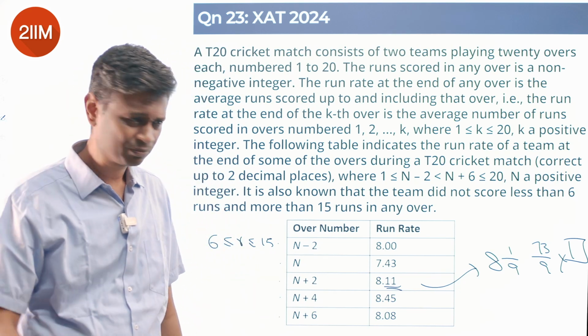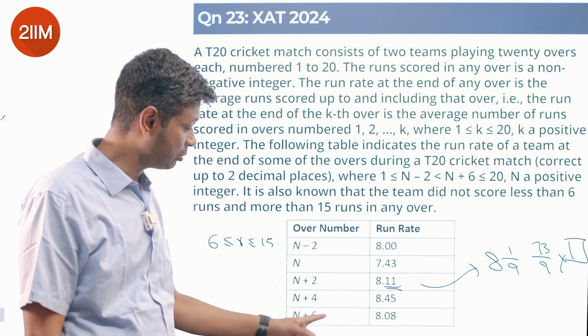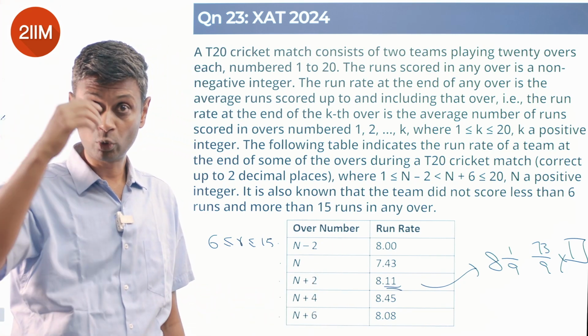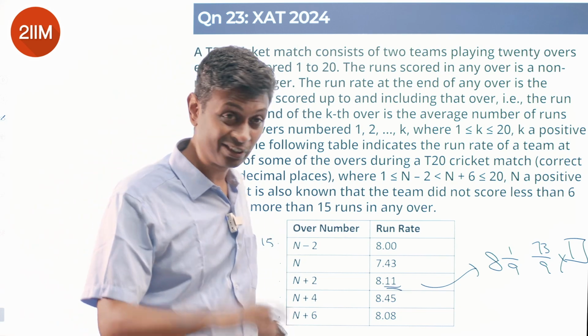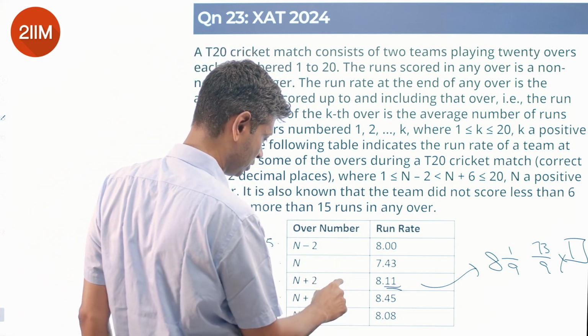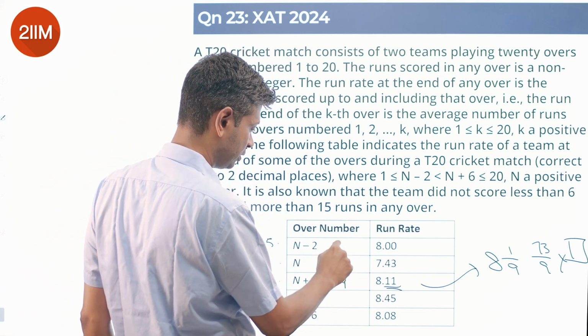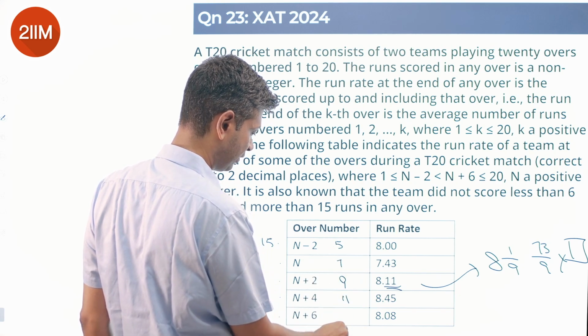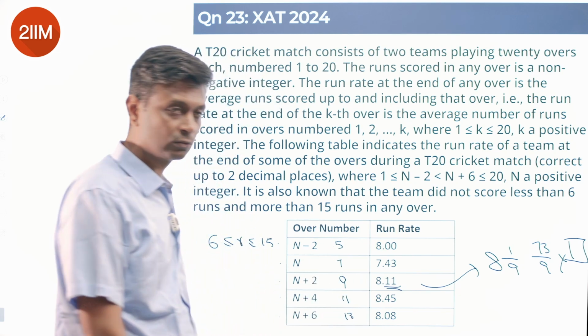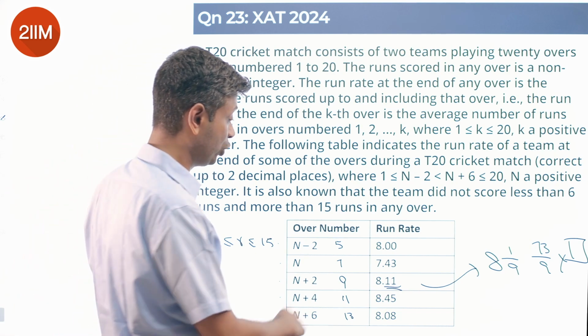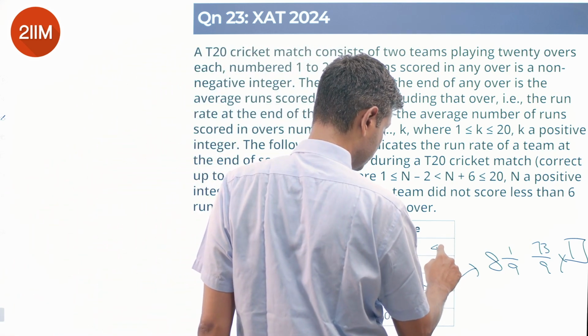It cannot be 18. Why not? If this were 18, there would be 20, there would be 22. It's a 20 over match. So n plus 2 is 9. So this is 9, this is 7, this is 5, this is 11, this is 13. Total number of runs at the end of 5 overs is 5 into 8, 40.